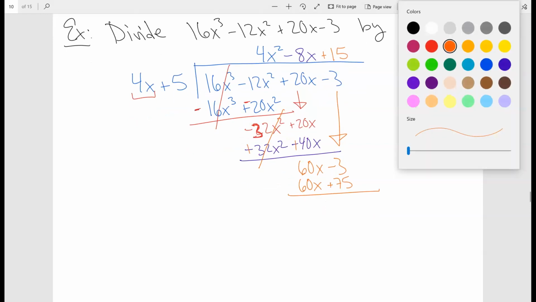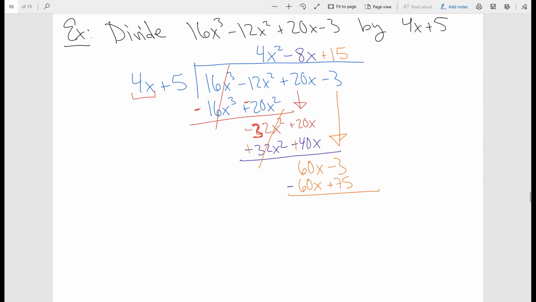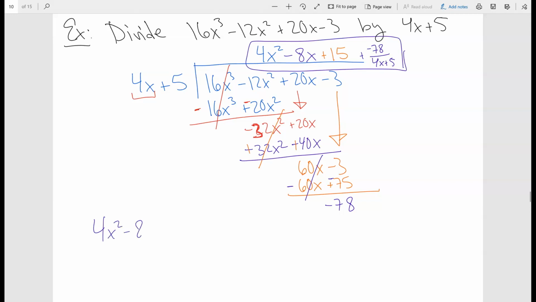Okay, so let's just change this to a minus, this to a minus. This goes away, and I'm left with negative 78. So I'm going to have a plus negative 78 divided by 4x plus 5. So this would be the final division. You can write it like 4x squared minus 8x plus 15 minus 78 over 4x plus 5.